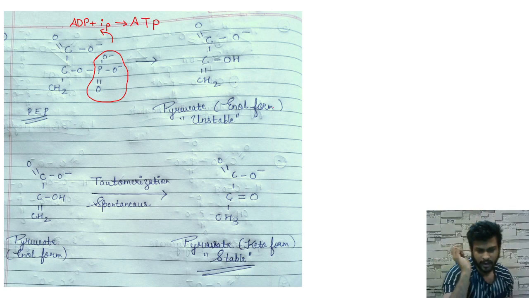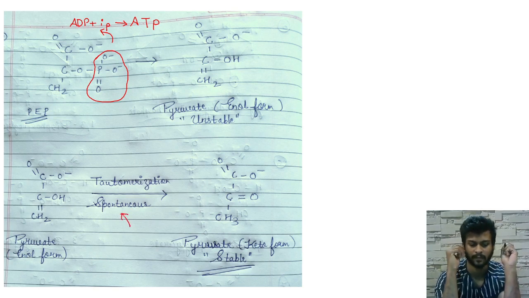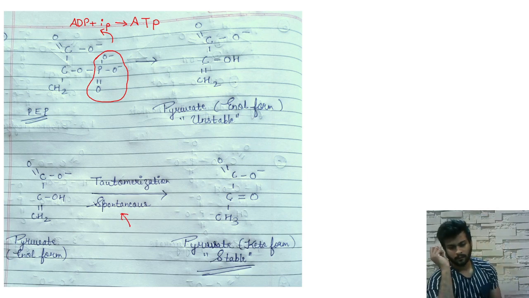First, we will get the unstable enol form. If the molecule is unstable, it will try to get stable as early as possible, as fast as possible. Thus, the process is spontaneous. And the conversion of the enol form to the keto form of pyruvate is known as tautomerization. Now, you will have one doubt.